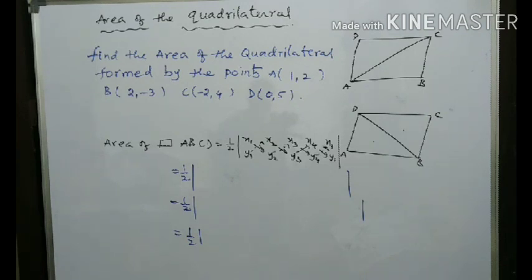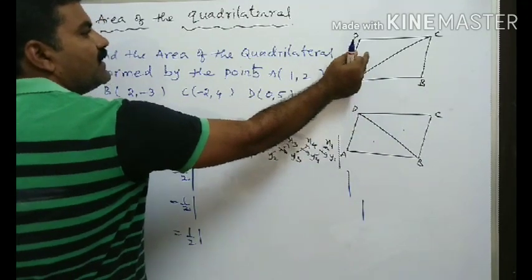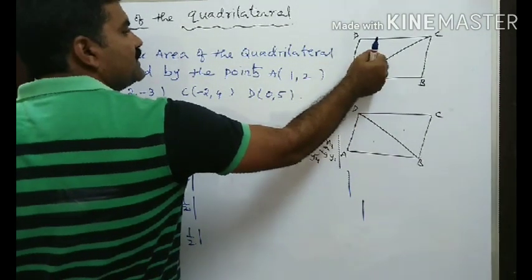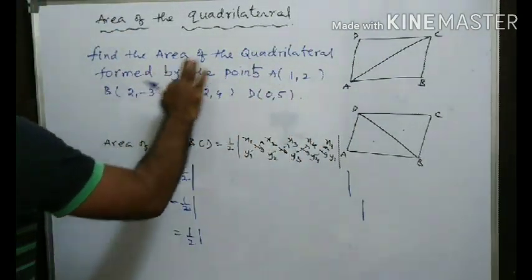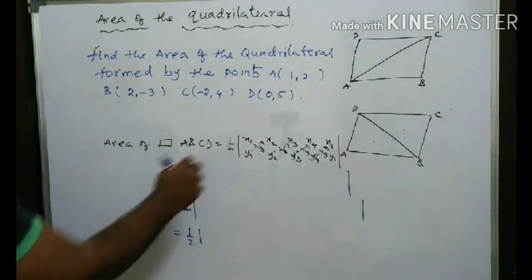The area of the quadrilateral can be found by two methods, my dear. On joining the diagonal, the entire quadrilateral is divided into two triangles. Hence we can find the area of the first triangle ABC plus the area of the next triangle ADC. The sum of the areas of these two triangles gives the entire area of the quadrilateral. Otherwise, we can also solve this problem by using this formula.